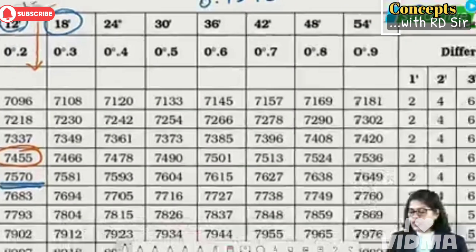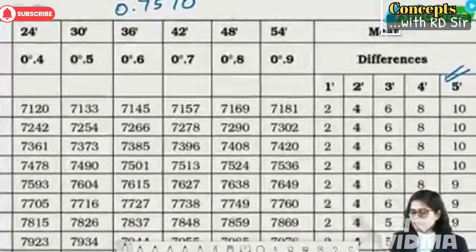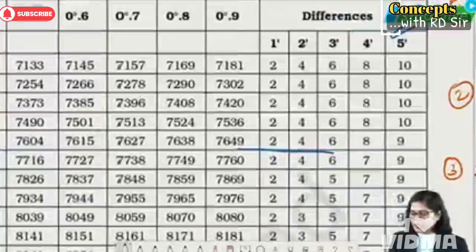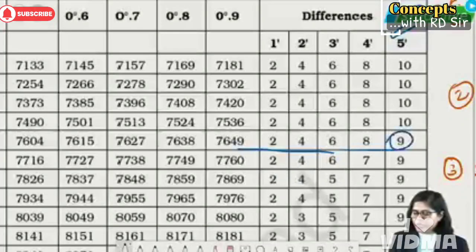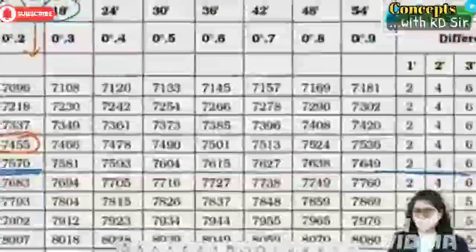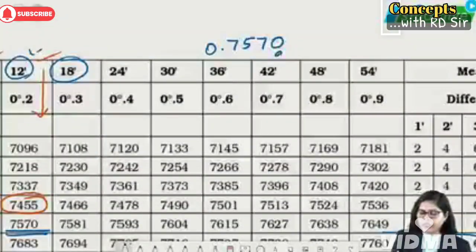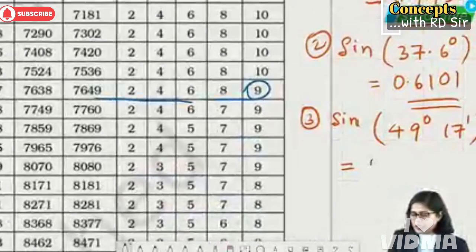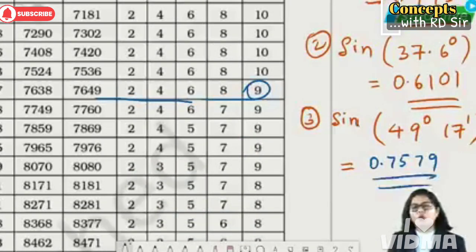And then which minutes difference are you going to take here? 5 minutes. 5 minutes, which column? Here, this particular column we are going to see. That means the number is 9, correct? So I am going to add 9 to this. So the number becomes 0.7579. So the answer is 0.7579. This is how we will see the sine table. Is this clear to you all, students?